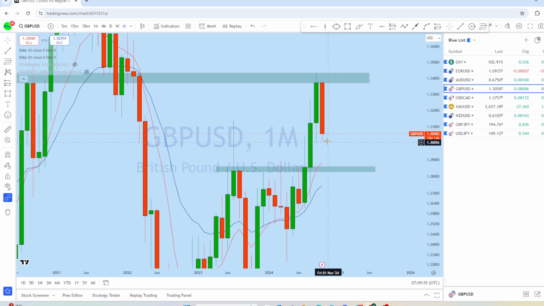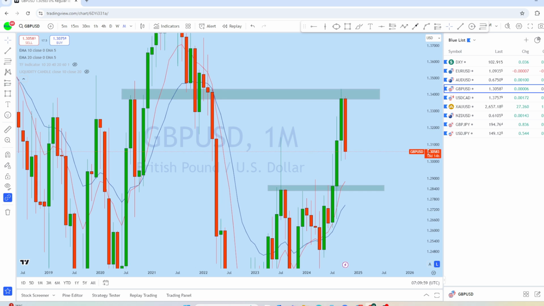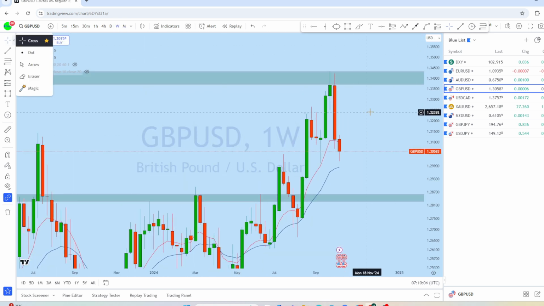And as the market is approaching this support, we might see an initial pullback, and we may see further trend continuation.